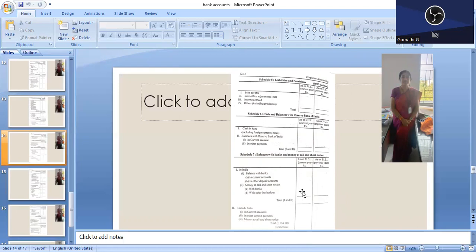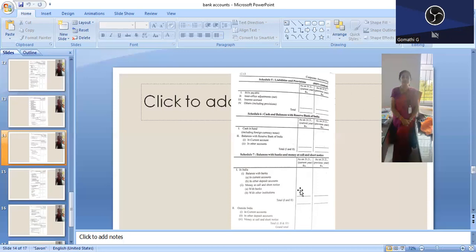Balances with RBI are totally in current account and other account. Next, seventh one, balances with banks and money at call and short notice. In India, the current account and deposit account include all balances with banks in India, including cooperative banks also. Next, money at call and short notice with banks and other institutions includes deposits repayable within 15 days or less than 15 days, lent in the interbank call money market. Then outside India, both current accounts and deposit accounts.